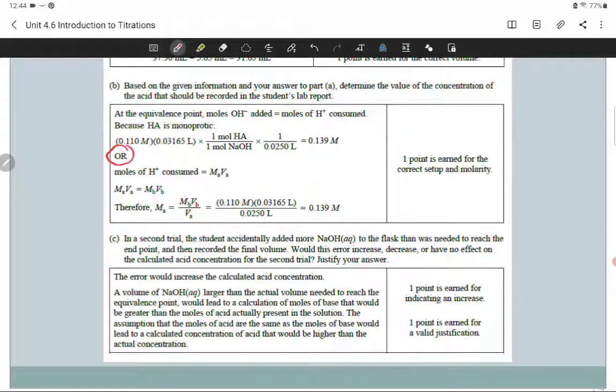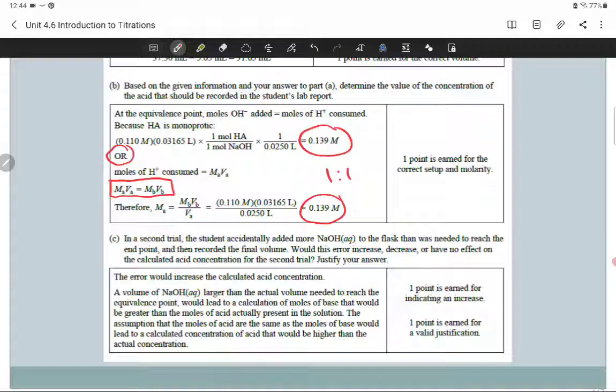Sometimes it gives you multiple ways of doing the problem. I do not endorse you guys using the dilution equation, molarity times volume equals molarity times volume. The reason that it works in this case compared to factor label is because it's a 1-to-1 ratio between the two reactants, the acid and the base.